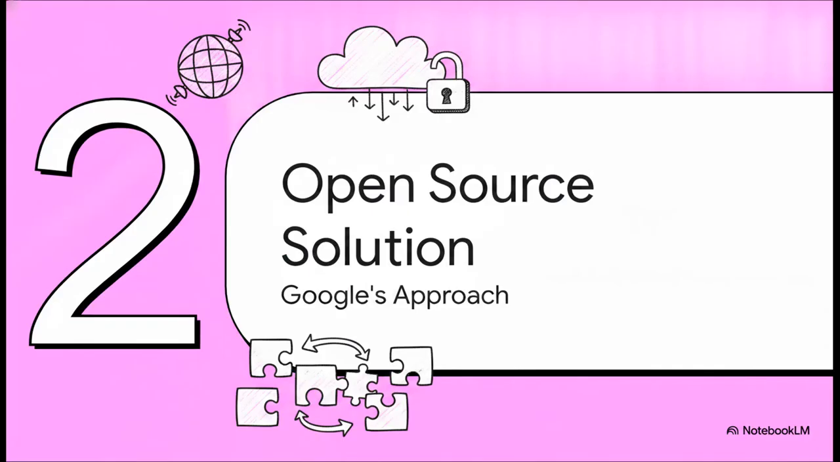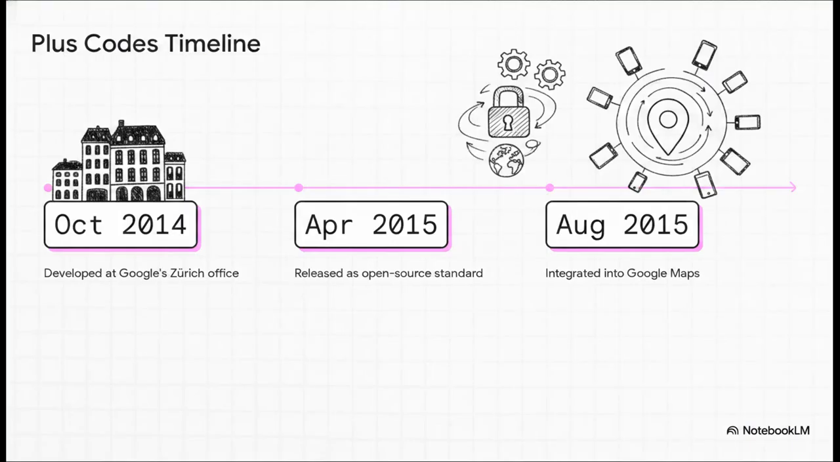Let's move on to section 2, Google's open source solution. So how did a massive tech giant actually tackle this infrastructure gap? The evolution of the Open Location Code happened incredibly fast. Back in October 2014, some brilliant engineers at Google's Zurich office took on the challenge.